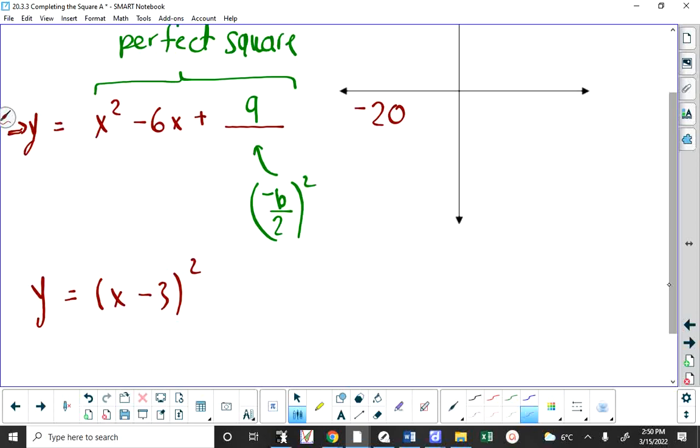And you don't fix it by just erasing it, because then you're back at the beginning. You fix it by subtracting 9. So that means it will be x minus 3 quantity squared minus 29. P equals 3. Q equals -29. A equals 1.